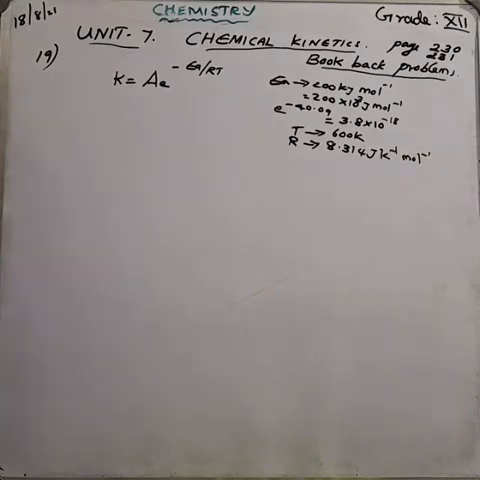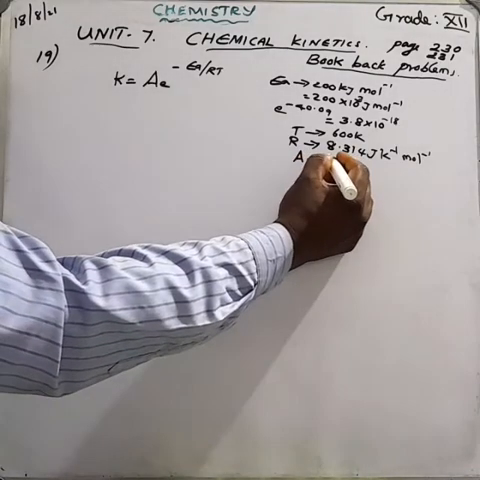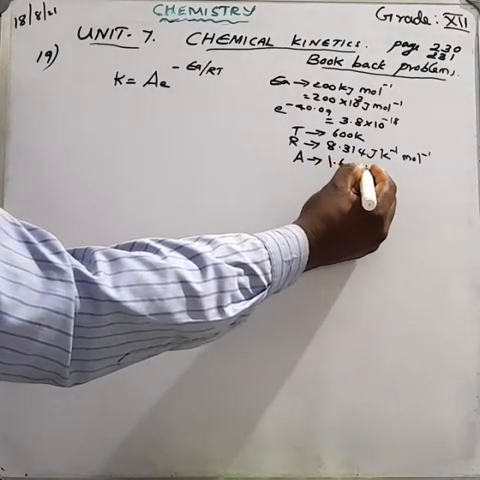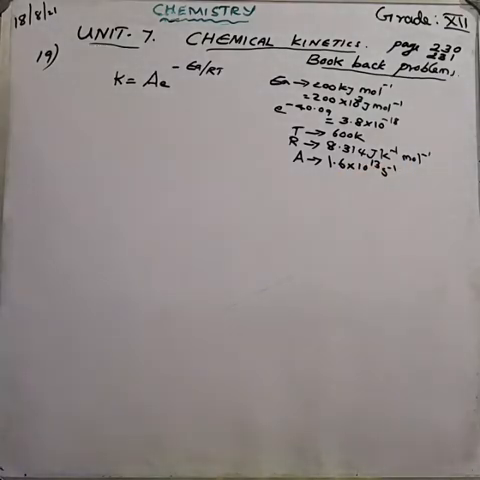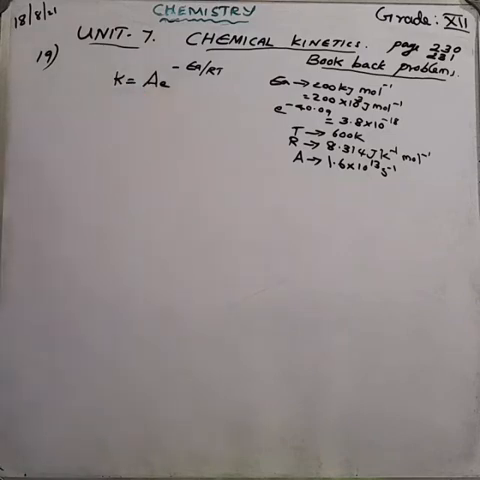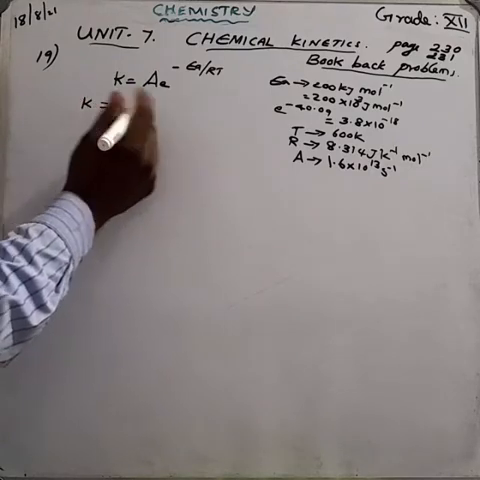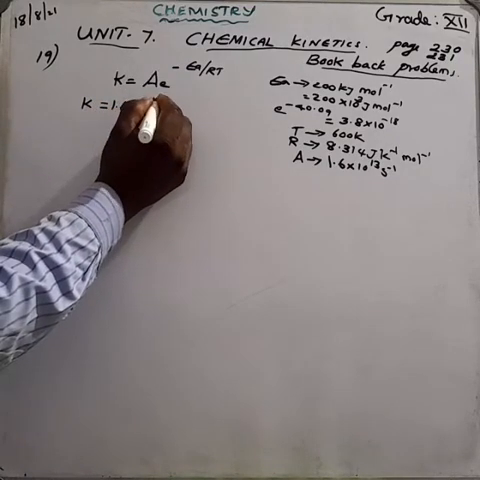Next, A is the frequency factor. Frequency factor A is equal to 1.6 into 10 raised to 13 second inverse. So the formula for this problem is k is equal to A e power minus Ea by RT. We are going to substitute here; each value is given. So k is equal to, A is 1.6 into 10 raised to 13.